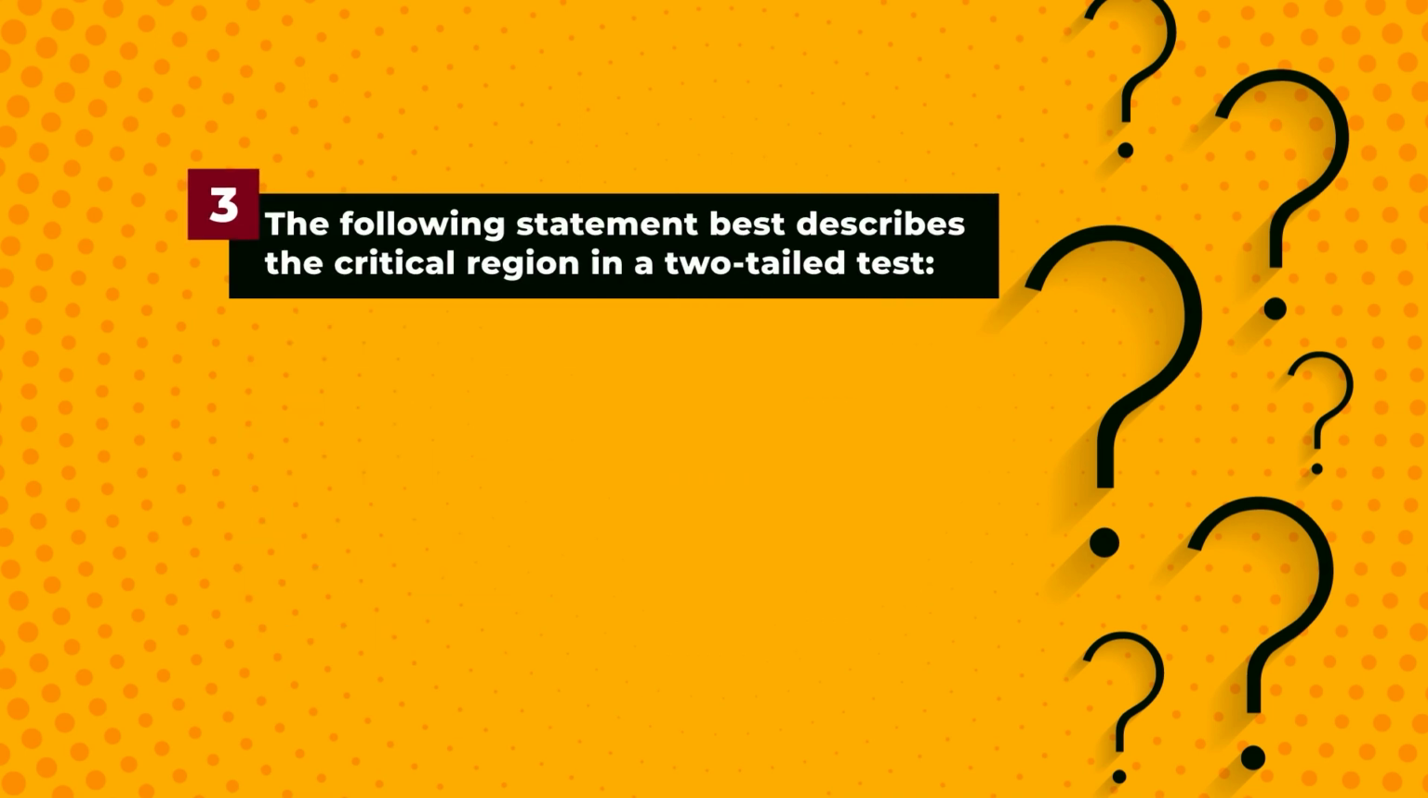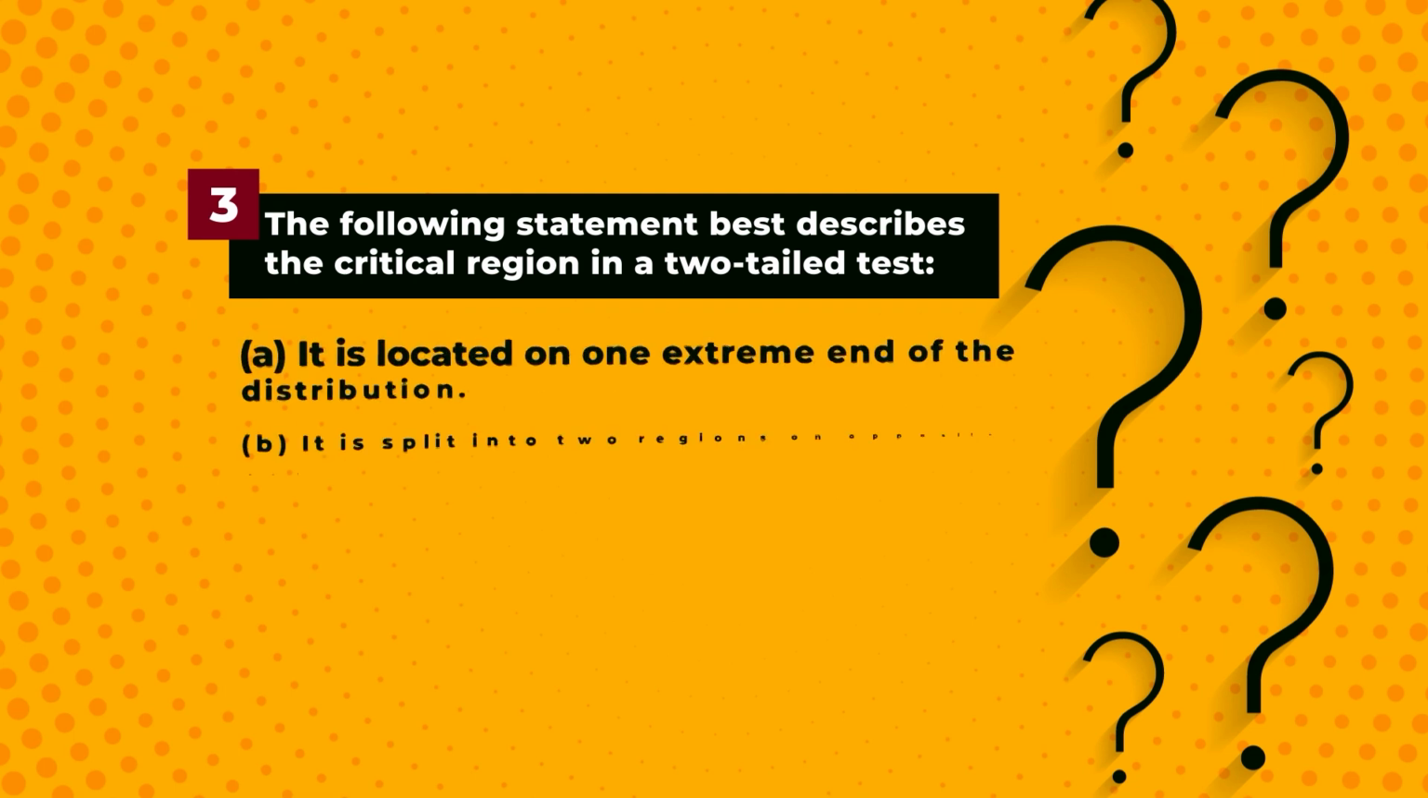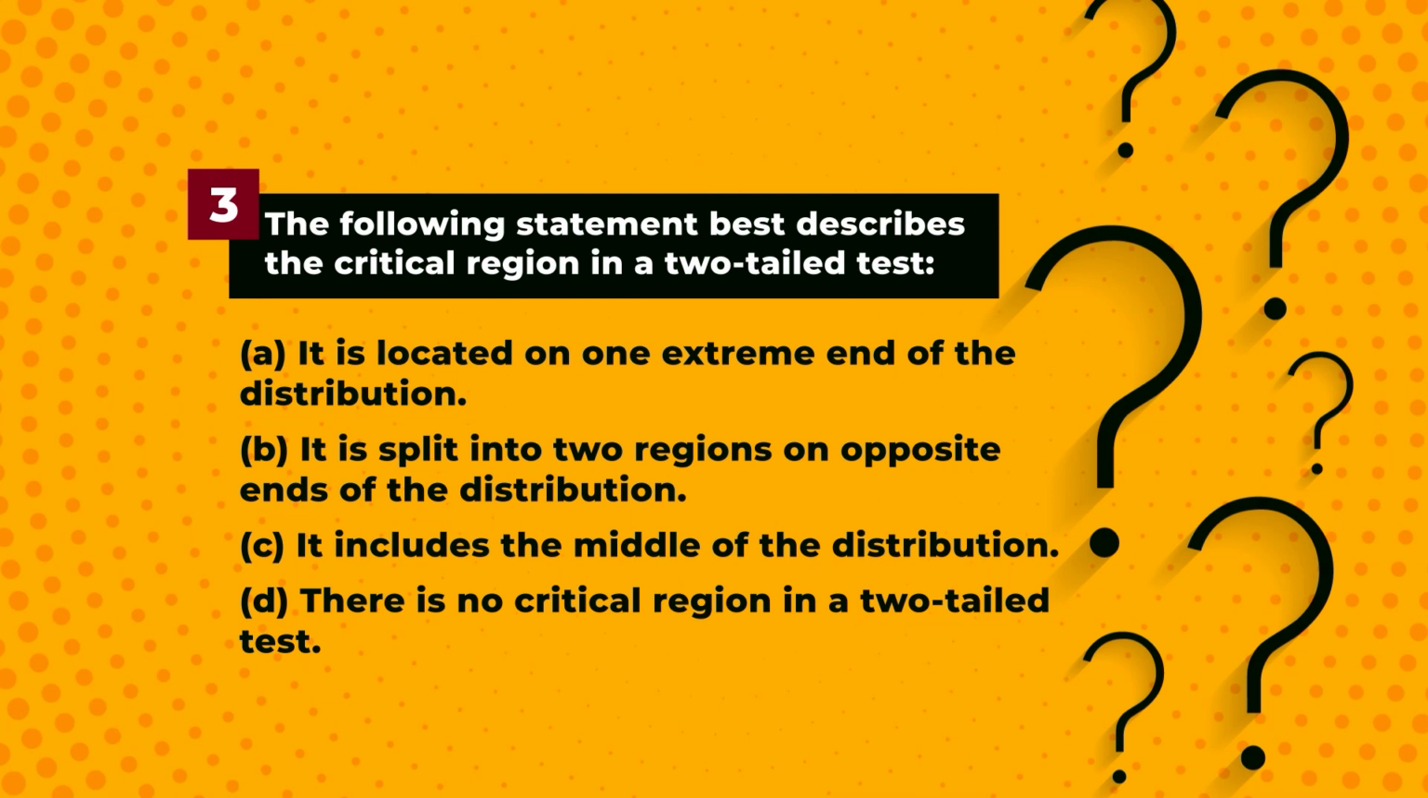Question 3 is, which of the following statements best describe the critical region in a two-tail test? Option A, it is located on one extreme end of the distribution. Option B, it is split into two regions on opposite ends of the distribution. Option C is, it includes the middle of the distribution. And option D, there is no critical region in a two-tail test.